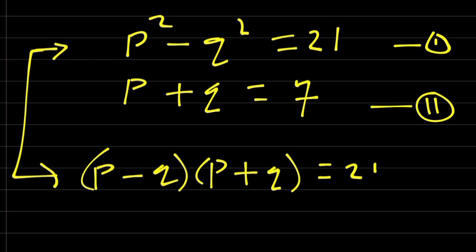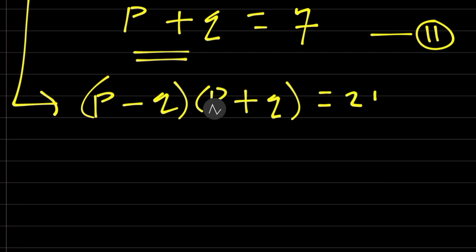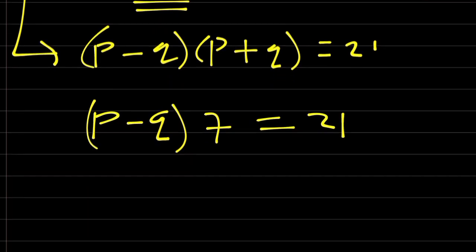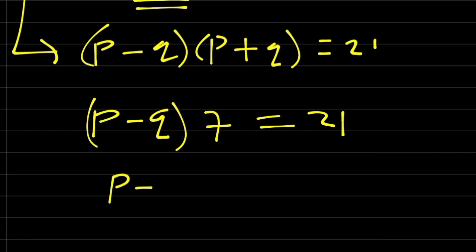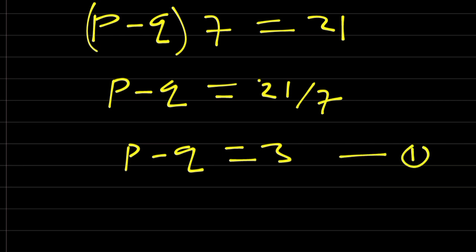Okay, having done that, don't forget that your P plus Q in equation 2 is equal to 7. And we have P plus Q here. So that means that is 7. Okay, we now have (P minus Q) into bracket what? 7 is equal to 21. And I'm still working on equation 1. Now we can divide both sides by 7. Therefore, we have P minus Q is equal to what? 21 divided by 7. P minus Q is equal to 3. So this is our equation 1 now. And then P plus Q is equal to 7.